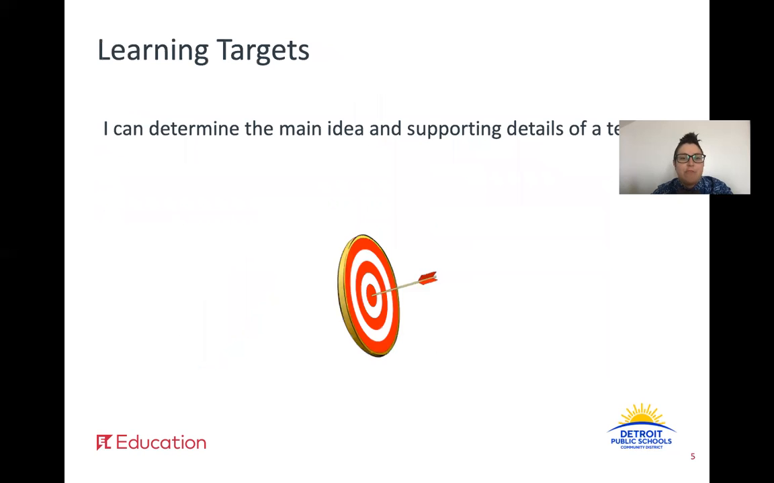The learning target for this lesson is, I can determine the main idea and supporting details of a text. A main idea, just like the central message that we talked about yesterday, is a big idea that the author wants you to understand and take away from reading a text. A supporting detail is a detail in the text, like facts and pieces of information that help you understand that big idea.